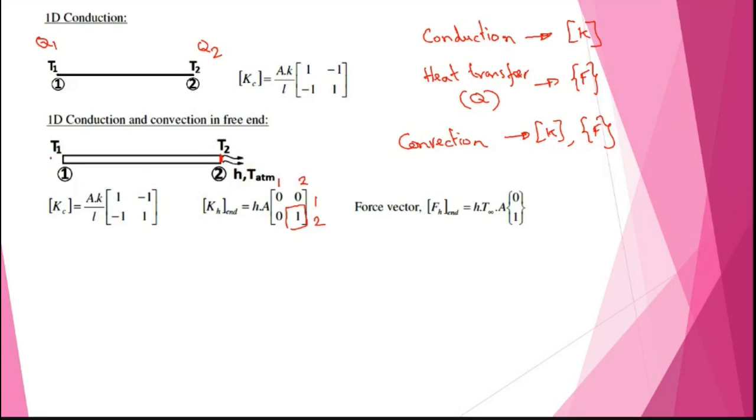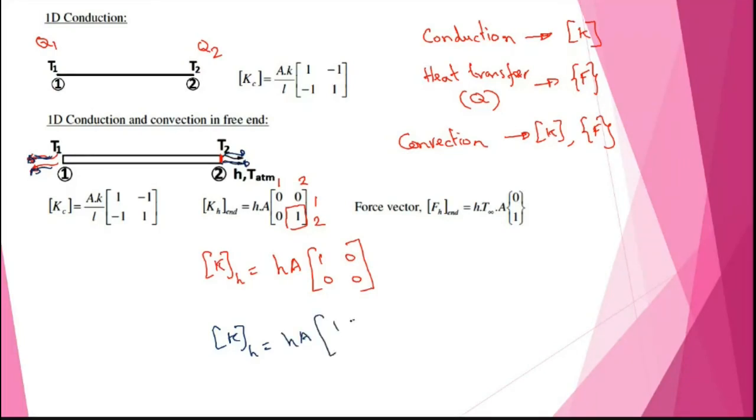For example, if you have convection only in this position, then what is my stiffness matrix K? K will be different. HA times [1 0; 0 0]. Whenever you have convection on both sides, KH is equal to HA [1 0; 0 1]. That's it. Don't divide by 2. It is not divided by 2. That is applicable only for force.